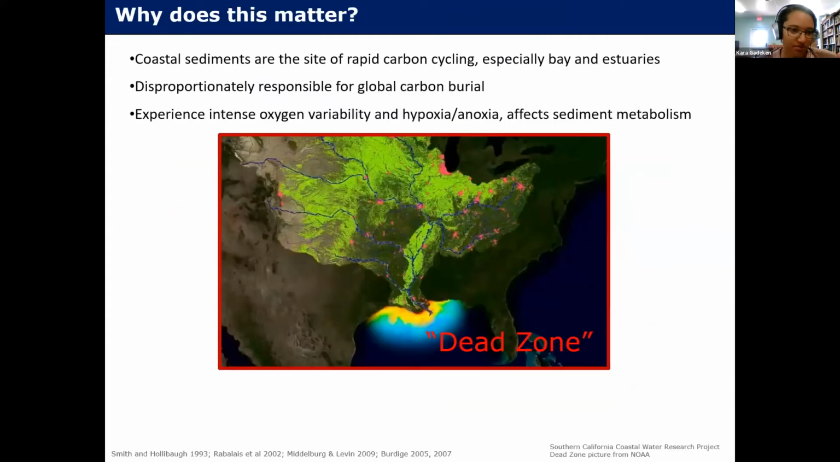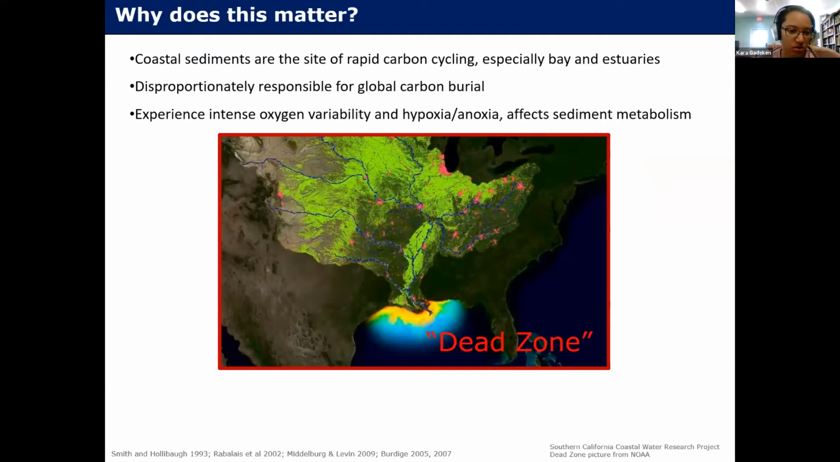So why does this matter? So we know that coastal sediments are the site of really rapid carbon cycling, especially in shallow productive areas like bays and estuaries. And we also know that these areas are disproportionately responsible for global carbon burial, and that they experience intense oxygen variability and hypoxia and anoxia, which can affect those sediment metabolism rates. One of the most notable examples of this is right in our own backyard, the dead zone off of the Louisiana shelf that forms every summer.